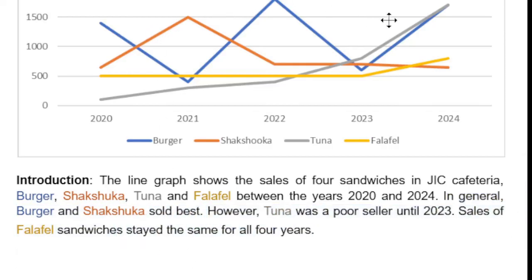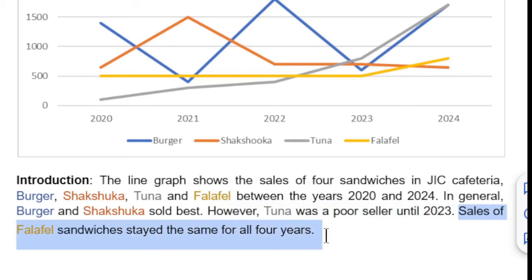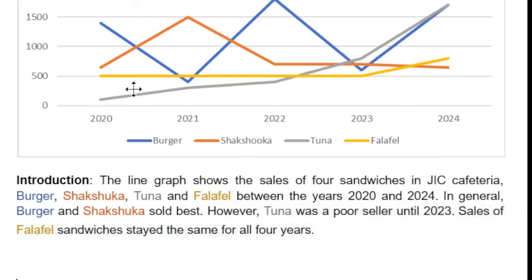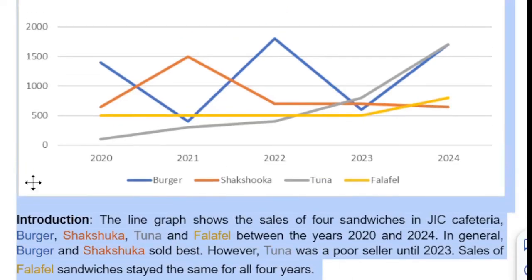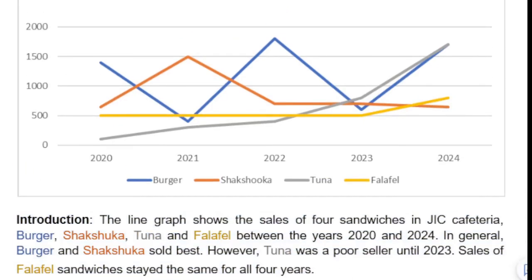It's true, we can see they are the best sellers. However, tuna was a poor seller until 2023, and if we see this, it's not a good seller, and suddenly it shoots up. Sales of falafel sandwiches stayed the same for all 4 years, and here's falafel, and it's about the same. I mean, it doesn't change that much there. So generally, we give a general picture of what is happening in the graph.